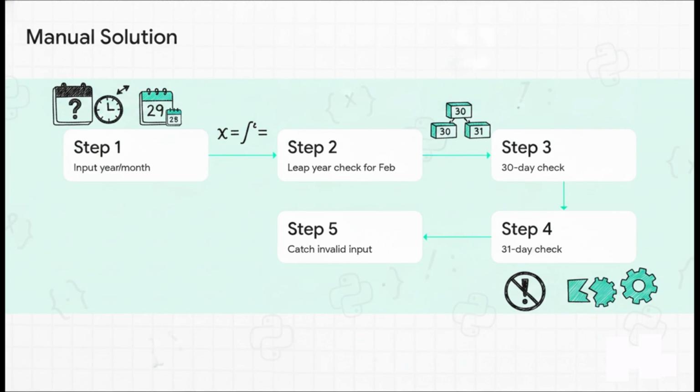Step 1, take both the year and the month as inputs. Step 2, if they enter February, run that leap year modulo math we just talked about to print either 29 or 28. Step 3, check the 30-day months. Step 4, check the 31-day months. And finally, Step 5, use an else statement to catch any bogus, invalid inputs.